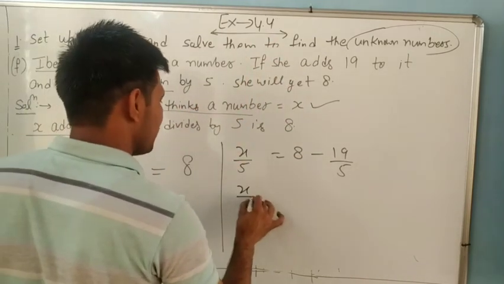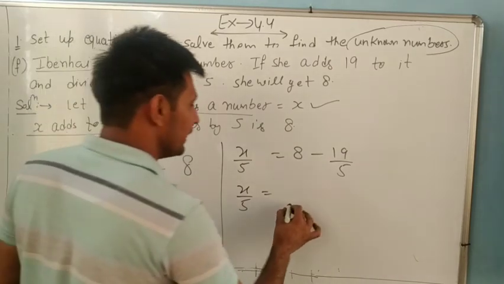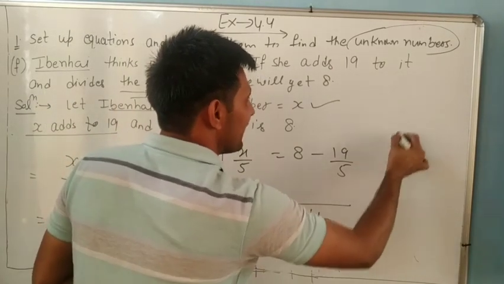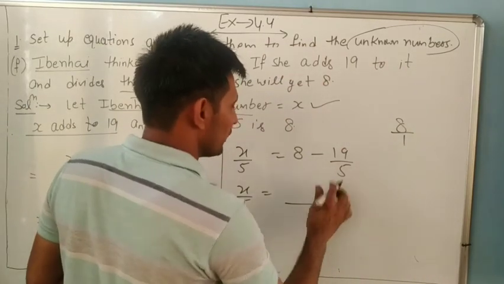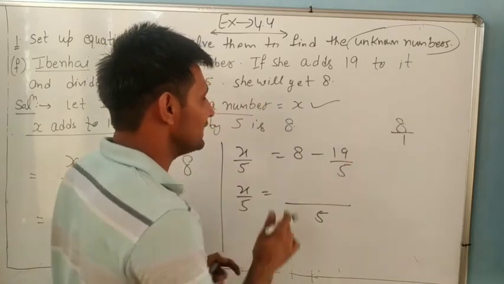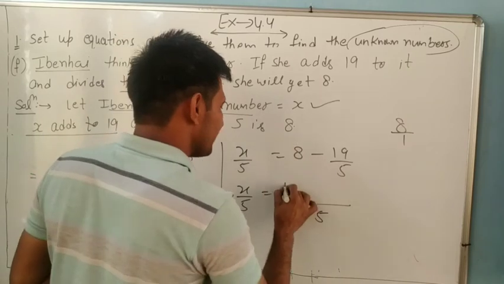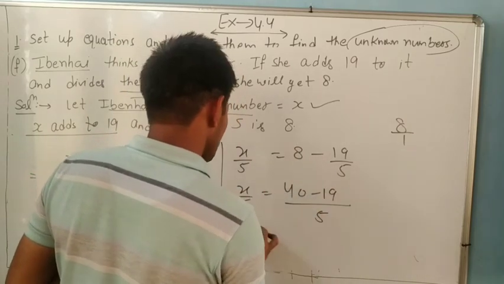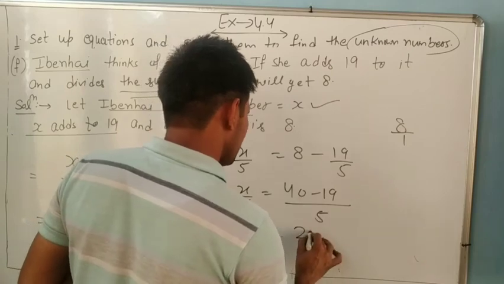So x by 5, and these are fractions. How will you solve them? By taking LCM. 8 means 8 by 1; 5 into 8 is 40, minus 19. So x by 5 equals 21 by 5.